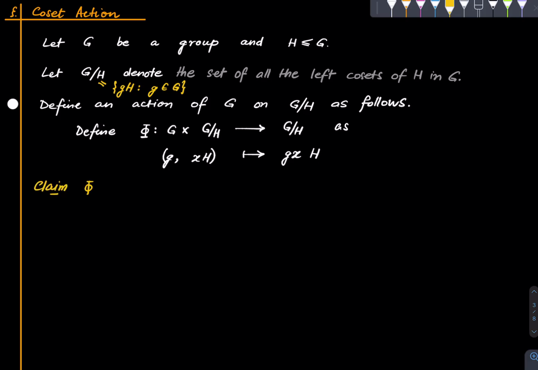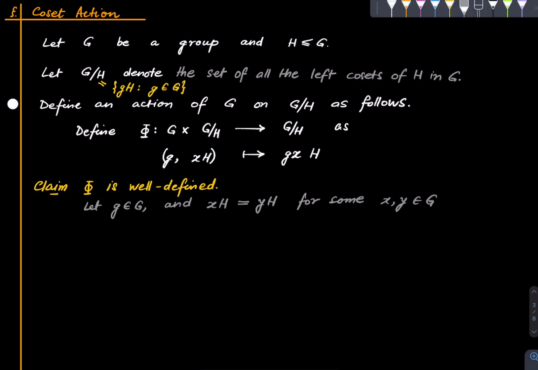So Phi is well-defined. What do we need to show? We need to show that let g be in the group G and xH equals yH for some x and y in the group G. So suppose we have a coset of H, but it can be expressed in two different ways. Want to show that Phi(g, xH) equals Phi(g, yH). This is what well-definedness means.